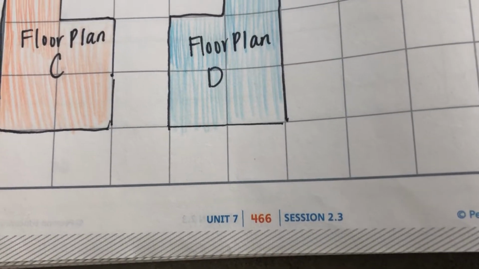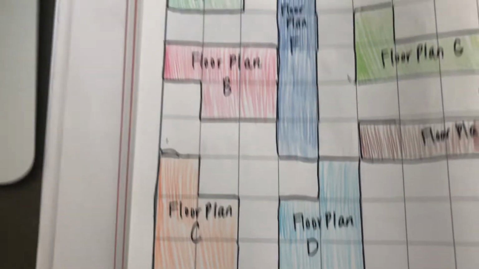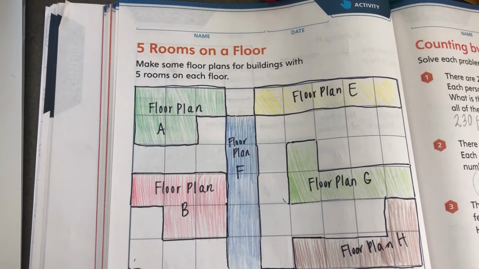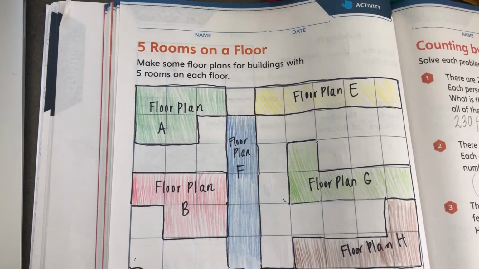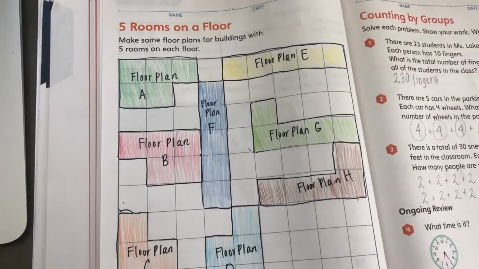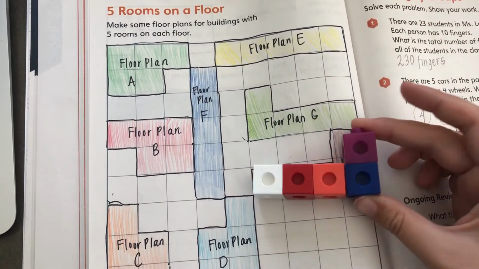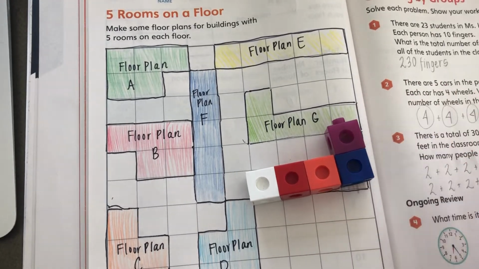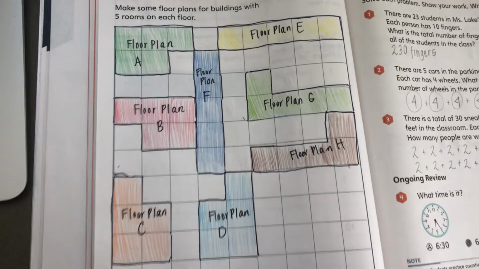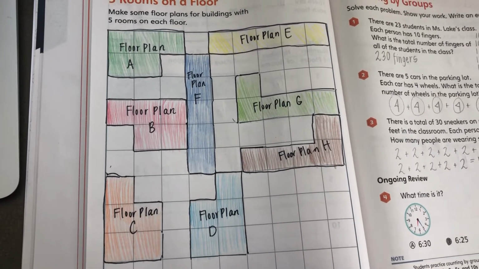So we started with page 466, right? I think that was correct. And our job was to build some floor plans with 5 rooms on each floor. And if we were at school, you could use cubes to do this. But since we're not at school, we have to figure out what this might look like. Maybe you have cubes at home. That would be great. So there's lots of different options because we can arrange 5 blocks in many different ways.